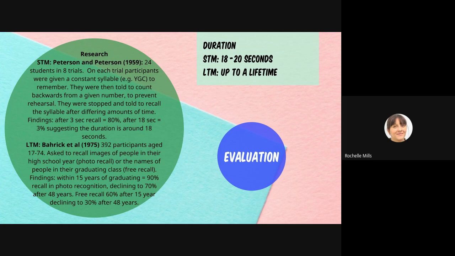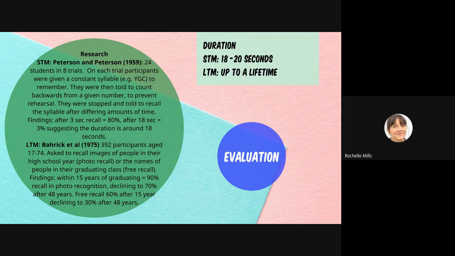Then the study for long-term memory, you've got Barrick et al. Barrick looked at 392 participants. These participants were aged from 17 to 74, and they asked them to recall images of people in their high school year. So they took some of their yearbooks and they asked them to either do a photo recall, so they would look at the images and they would try and recall which individuals were in their class, and they would do a free recall.